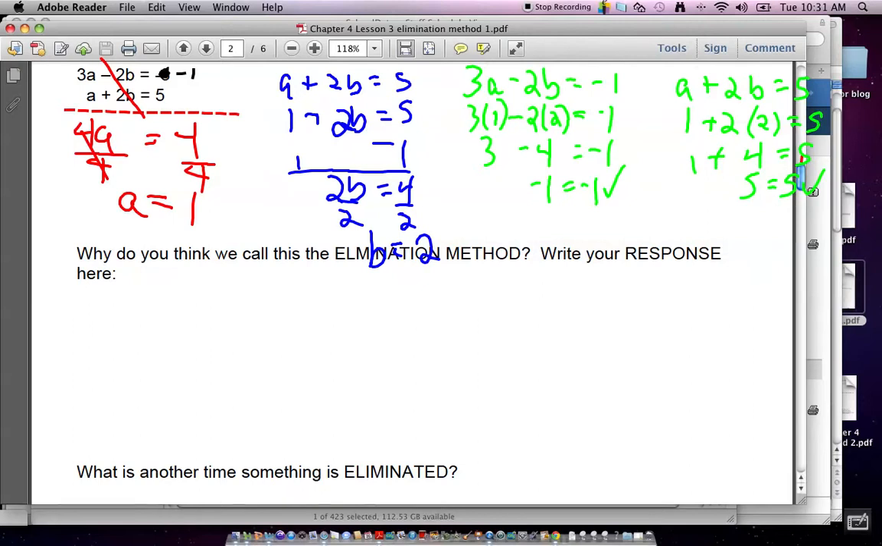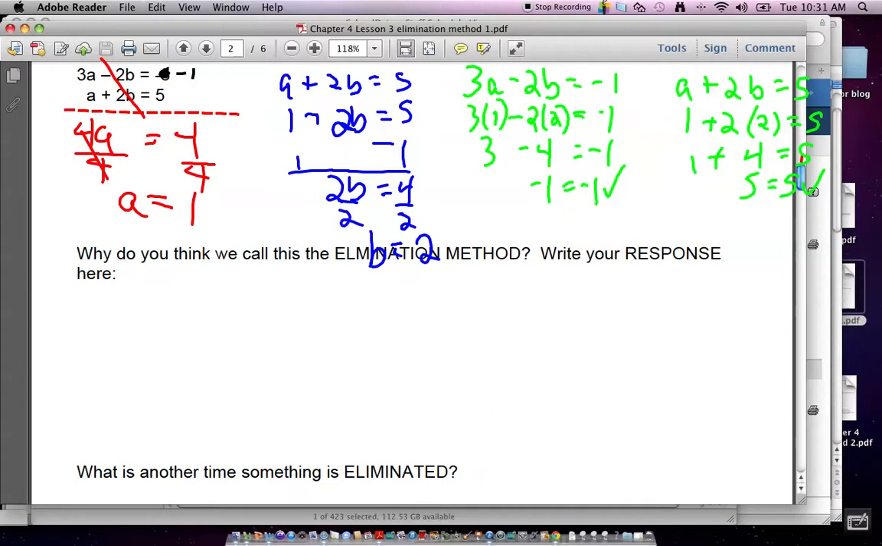Now, once again, why do we call this the elimination method? Write yourself a quick note. Go ahead. There's space right there on your paper for it. I'm saying, why call it the elimination method? Why don't I call this the Timbuktu method or the graphing method or whatever method I want to call it? Why call it elimination? Who knows why I call it elimination?